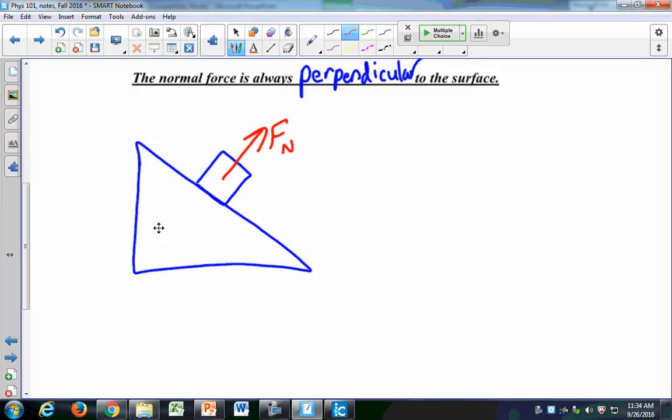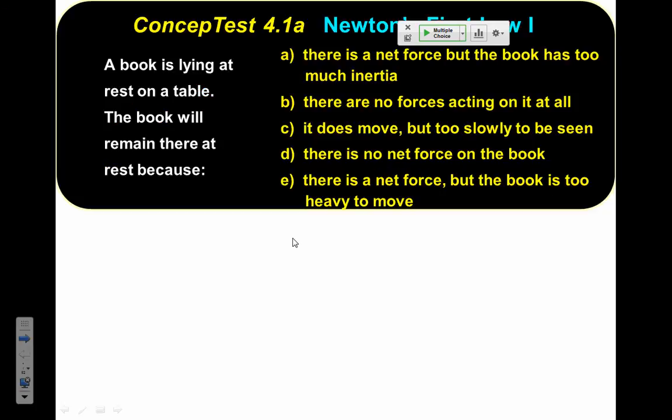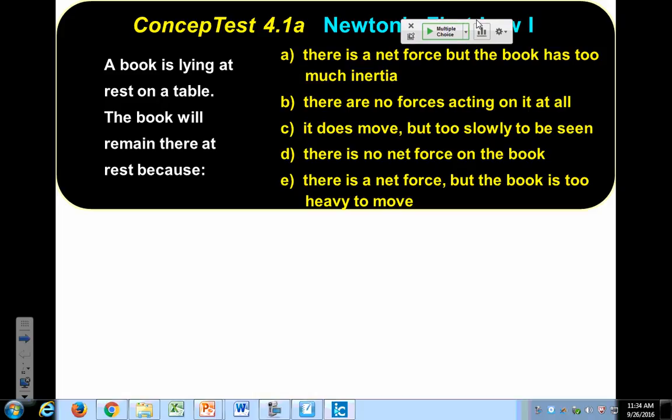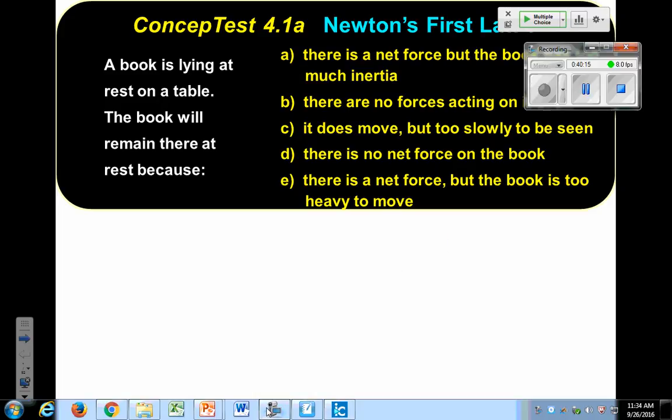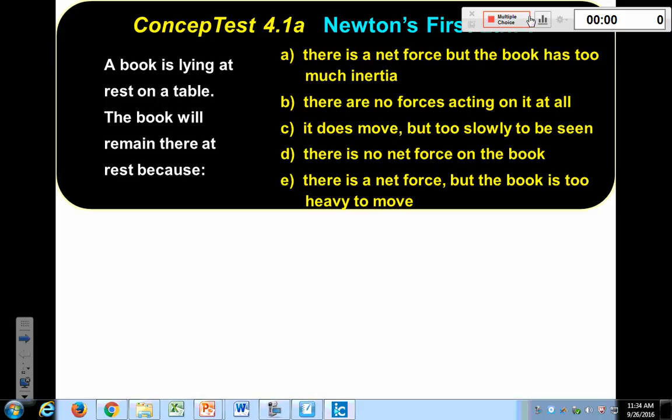Let's do some more clicker questions. We just have about 5 minutes left. I think we did some of these last time, all right? Where did we leave off? We hadn't started them at all? Oh man, I'm sorry. All right, a book is lying at rest on a table. The book will remain there at rest because which of these? Why does the book remain at rest?